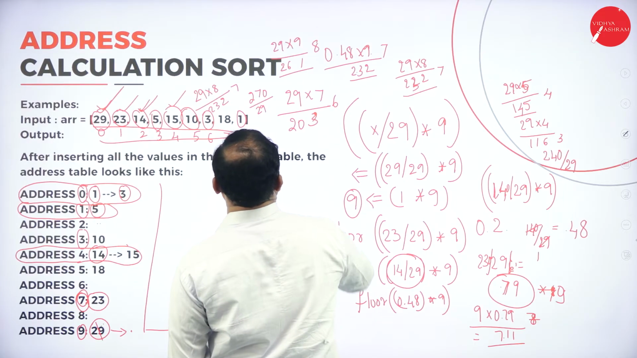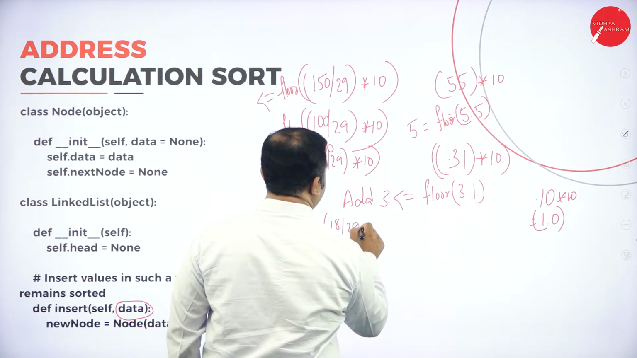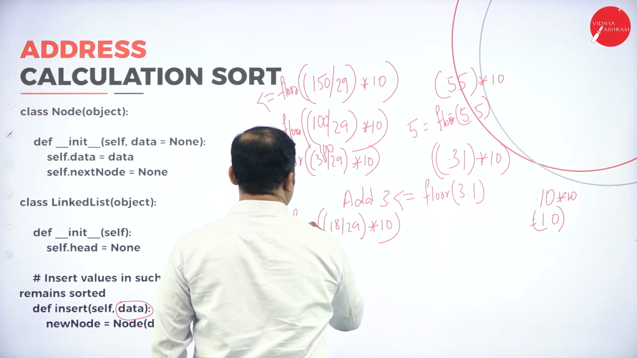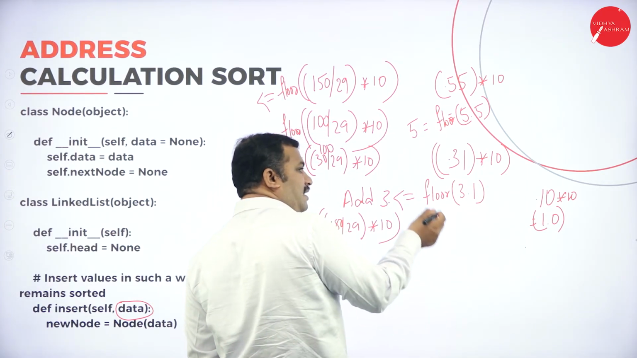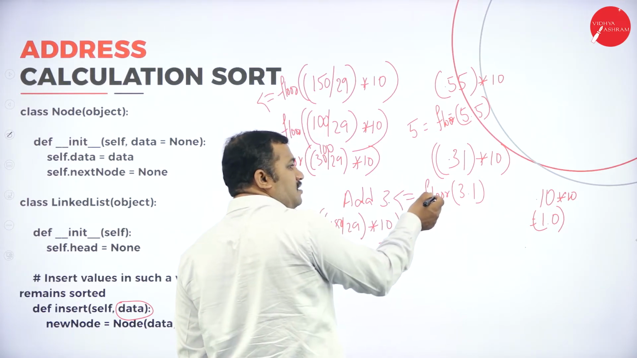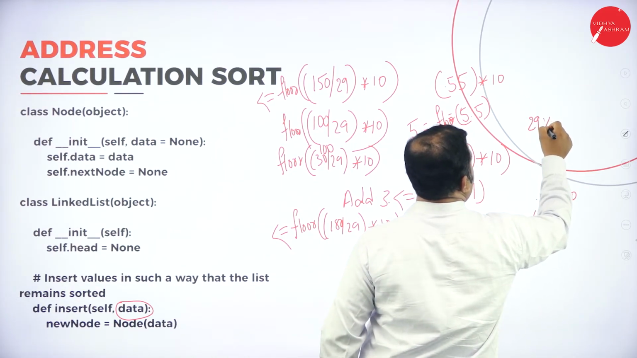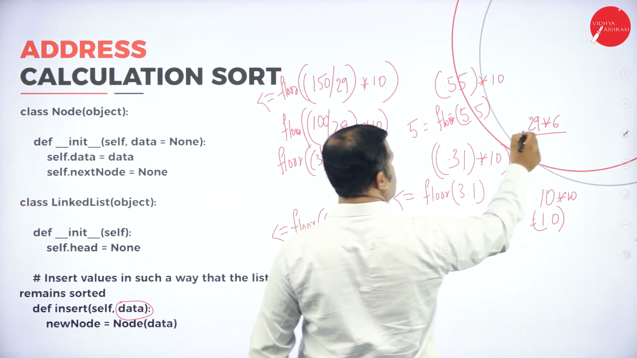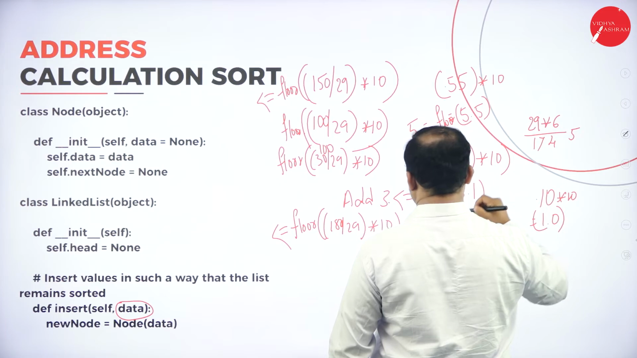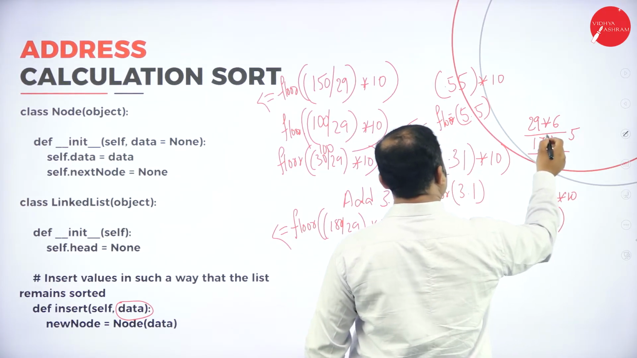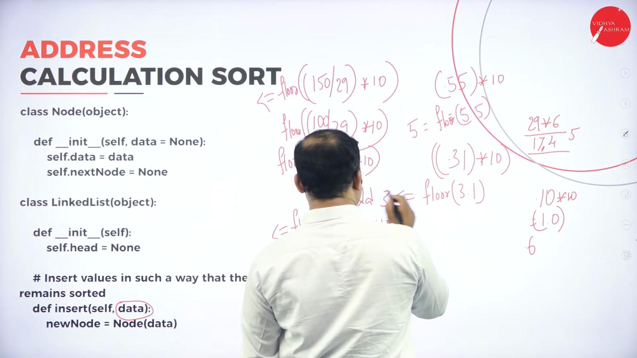Which is the next element in this list? 18. Where can I insert this 18? So 18 by 29 star 10. What is the floor of that? The point is taken here, 180. 3 5s are 15, 30 5s are 150, which is more than that. So 29 6s are, 6 9s are 54, 4 carry 5, 12 plus 5, 17. 174, which is less than 180. So it is 0.6. We have the value which is equal to 6 again.